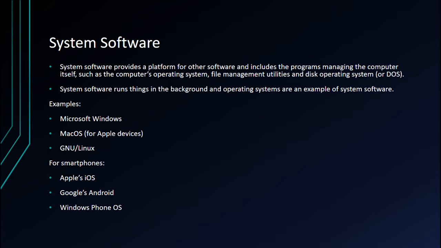Mainly, a system software is our operating system. We have Microsoft Windows, Mac OS for Apple, Linux or GNU. Linux is more on programming. And for the smartphones, we have Apple iOS, Google Android, and Windows Phone OS. Those are smartphone operating systems. So that is system software.